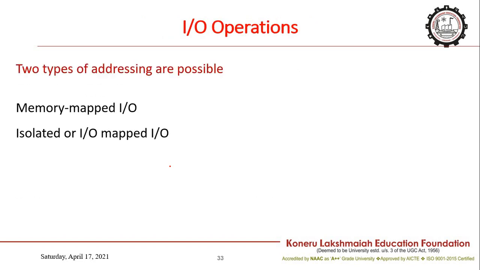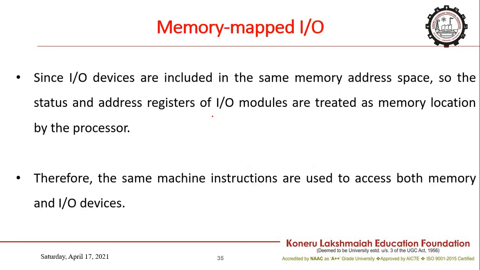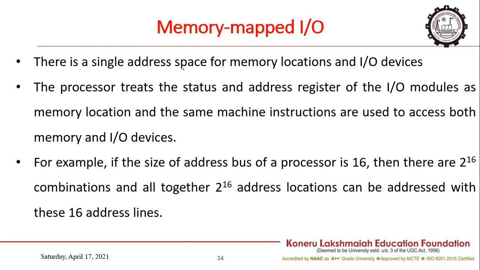So here we will get into more depth: memory mapped IO and isolated IO. The memory mapped IO is nothing but the whole data. Let me read this. There is a single address space for memory locations and IO devices.